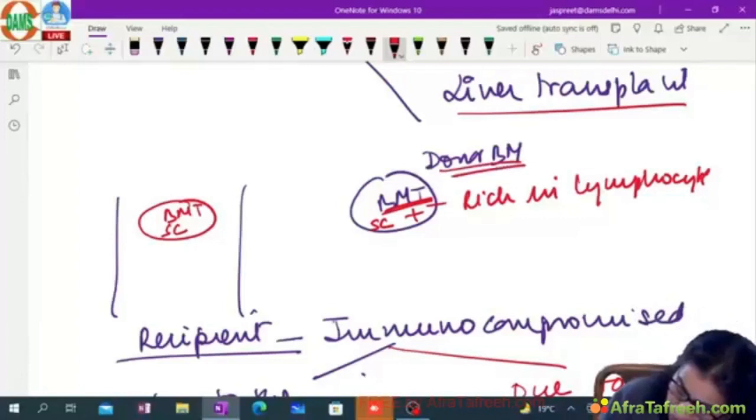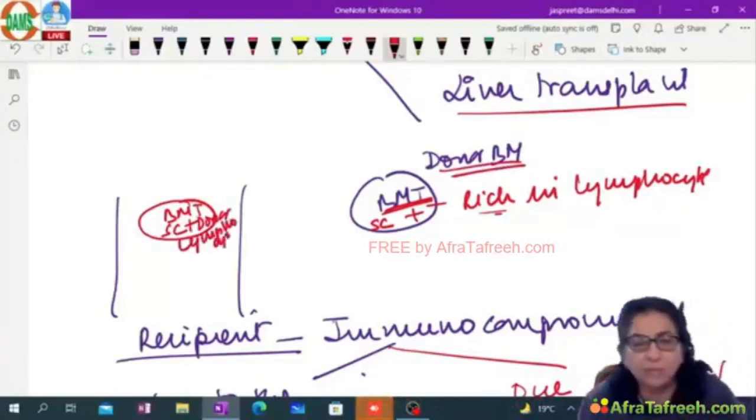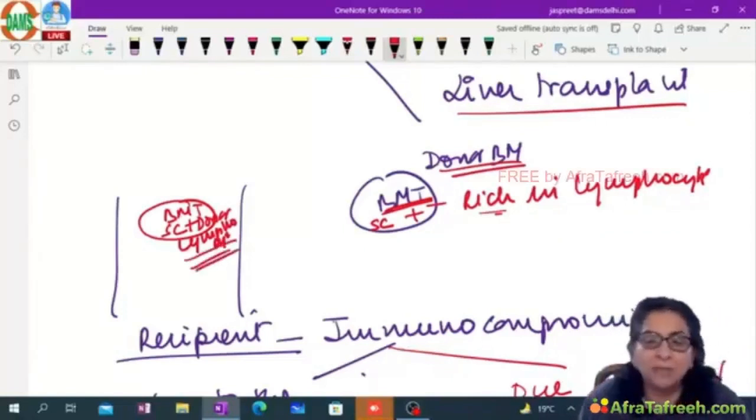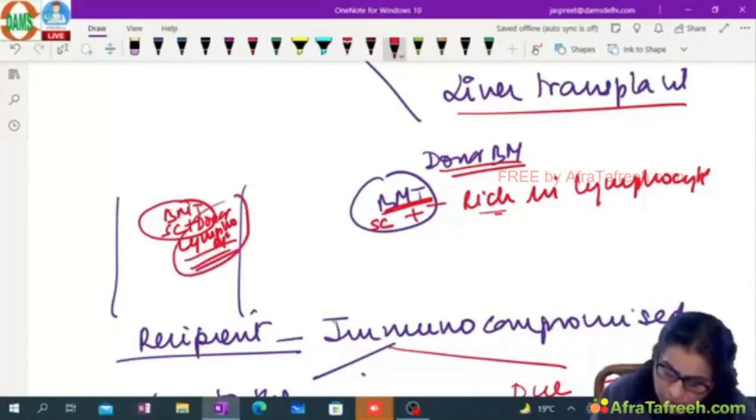But plus there are donor lymphocytes here. So there are donor stem cells. Donor stem cells are good people. They'll start regenerating the marrow. But these donor lymphocytes, they are bad people. They are responsible for GVHD. What will these donor lymphocytes do?